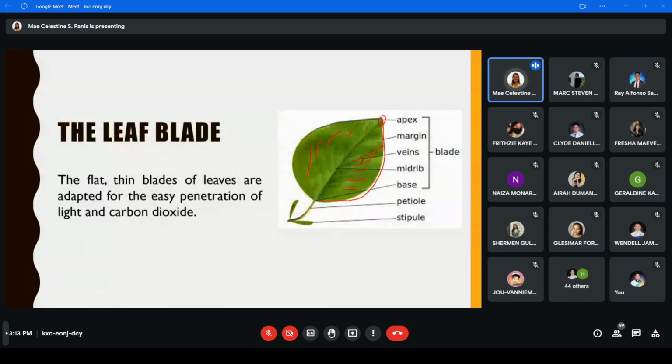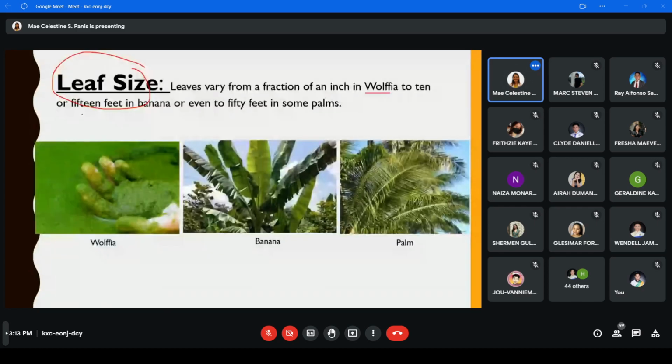Now, leaf size. So leaves vary from a fraction of an inch in duckweed to 10 or 15 feet in banana, or even 50 feet in some plants. Okay? Kung pasabot lang ana siya class, daghang klase, merong differences of the leaf. So you can notice, no? From duckweed, this is the smallest plant, so siya yung smallest leaf, up to the palm.